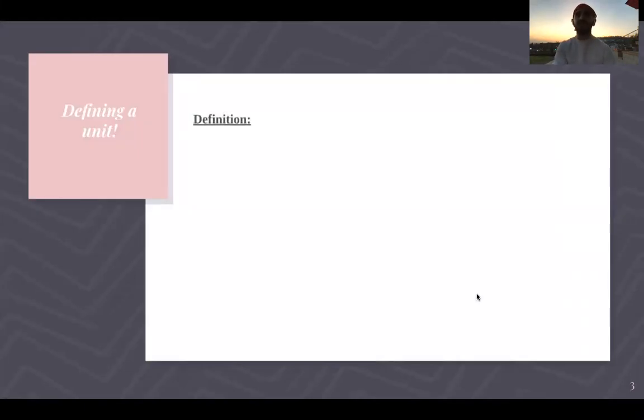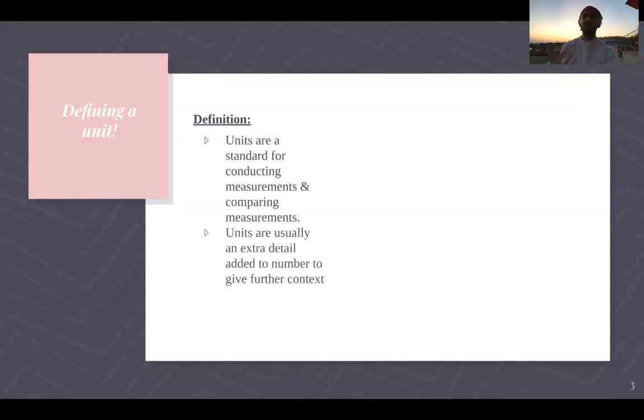So a unit, it's funny, I like to give definitions. Units are a standard for conducting measurements and comparing measurements. They're usually an extra detail added to a number to give further context. Specifically, like I am 5 foot 6 inches. Foot, inches, those are units. Or, my backyard is 1 acre. So this is why we make units. I wouldn't say my backyard is 1. What does that mean? We have to give context to it.